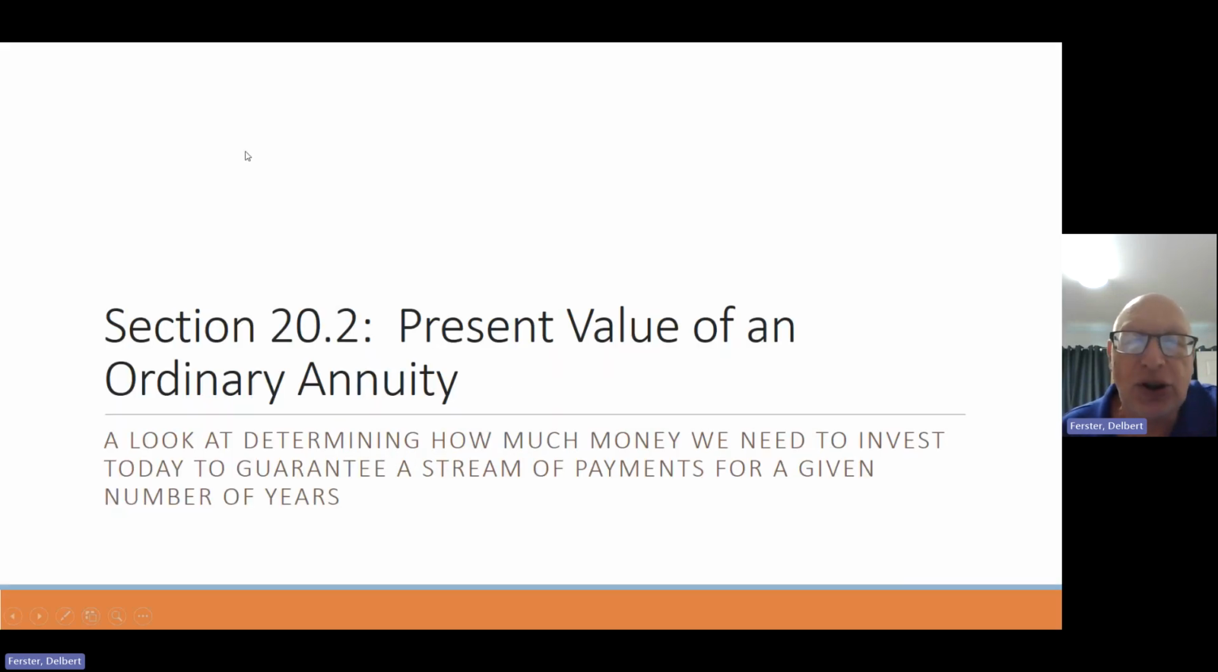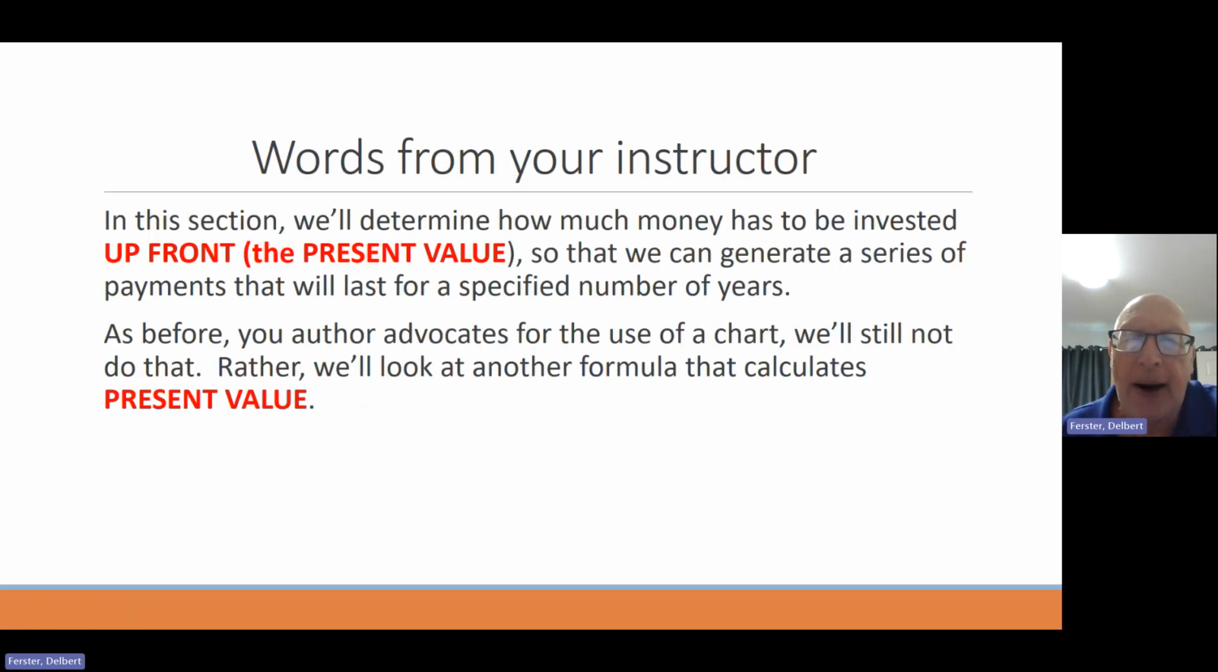Content coming from section 20.2, trying to calculate the present value of an ordinary annuity. Present value is the upfront value so that you can maybe make a series of withdrawals along the way. Once again, the author's a big chart kind of guy, and I just say no thanks. We're going to rely on the formula, even though it's clunky, and certainly a pretty good candidate for Excel to play a role for us as well.